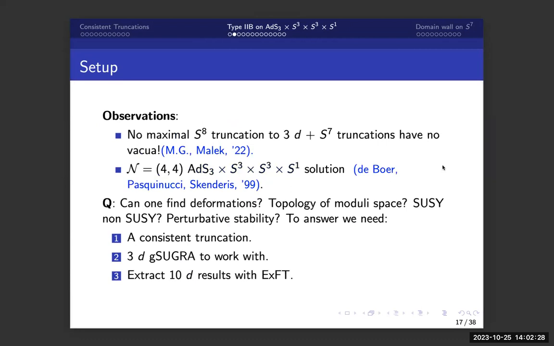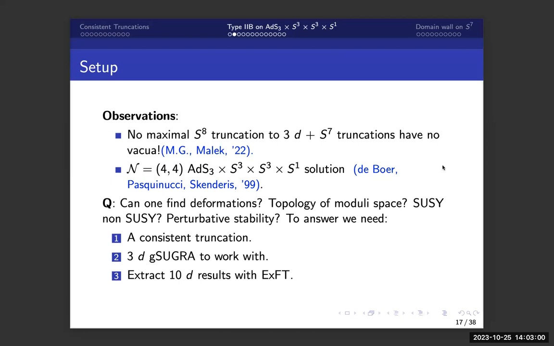First I'll start by saying that in 2022, we worked out how to use ExFT to construct consistent truncations to 3 dimensions. But then we found that, unfortunately, unlike in higher dimensions, there is no maximally supersymmetric truncation on the 8th sphere. And although we did construct maximally supersymmetric truncations of both 2A and 2B on the 7th sphere, we found that they were not terribly interesting because they didn't have vacua.